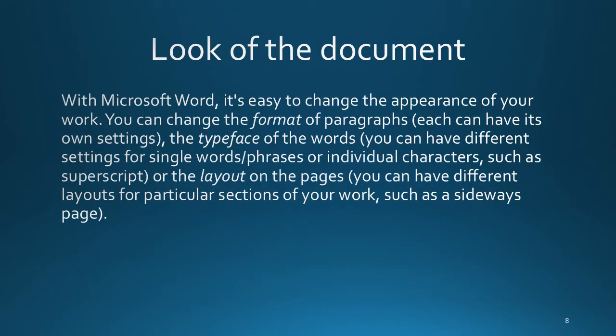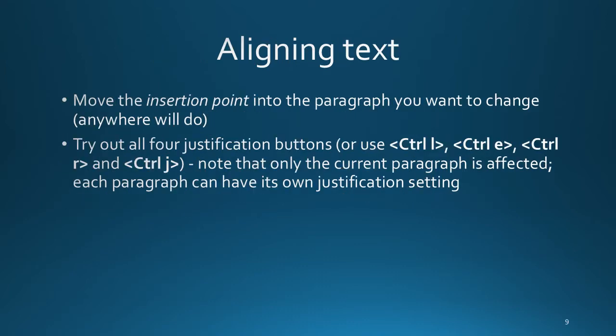Look at the document. With Microsoft Word, it's easy to change the appearance of your work. You can change the format of paragraphs. Each can have its own settings. The typeface of the words. You can have different settings for single words or phrases or individual characters, such as subscript. Or the layout on the pages. You can have different layouts for particular sections of your work, such as sideways page.